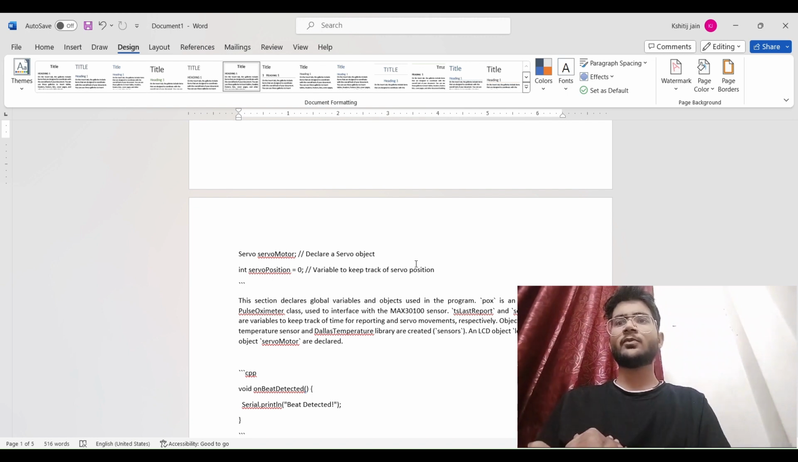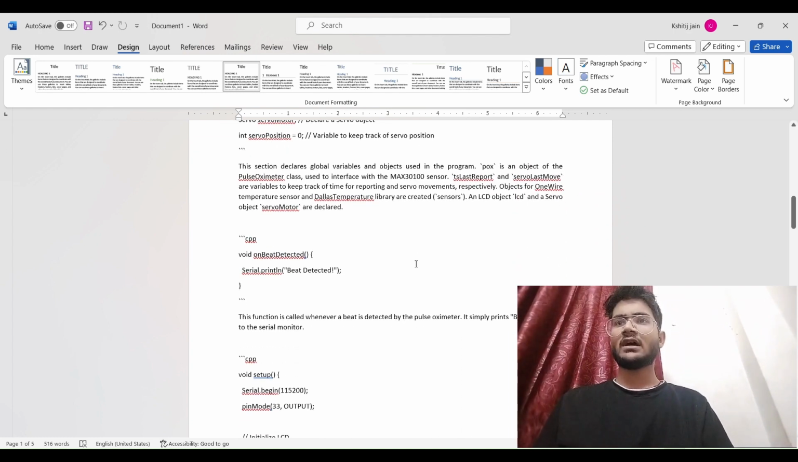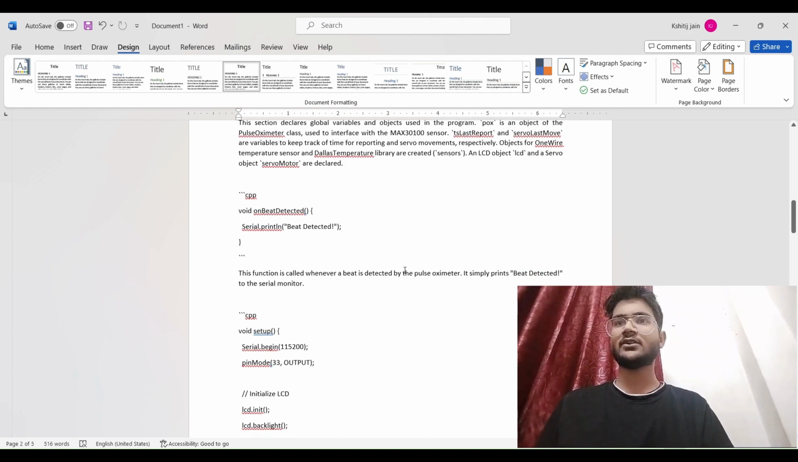POX is an object of the pulse oximeter class used to interface with the MAX30100 sensor. tsLastReport and servoLastMove are variables to keep track of time for reporting and servo movements respectively. Objects for the OneWire temperature sensor and the DallasTemperature library are created. An LCD object, lcd, and a servo object, servoMotor, are declared. Then void onBeatDetected. This function is called whenever a beat is detected by the pulse oximeter. It simply prints beat detected to the serial monitor.